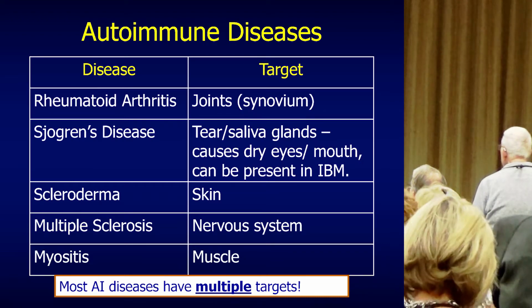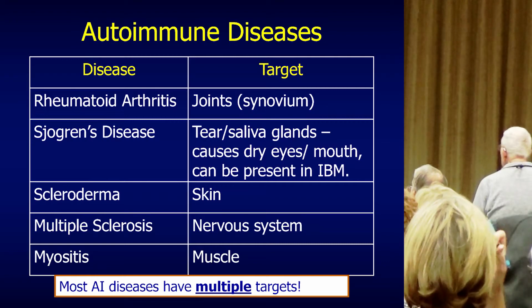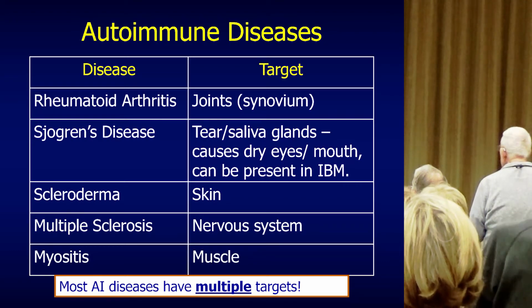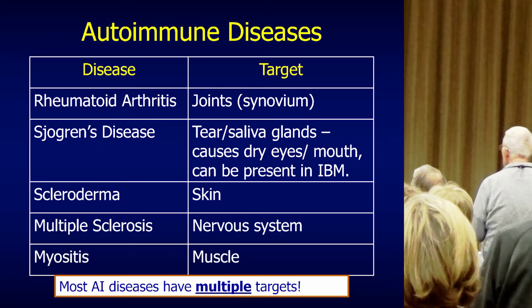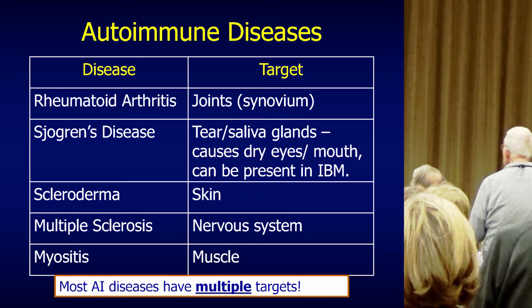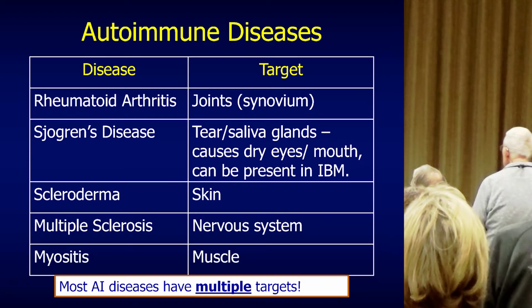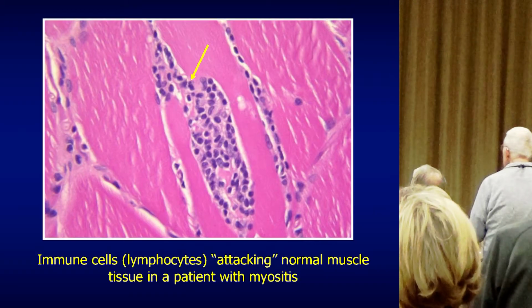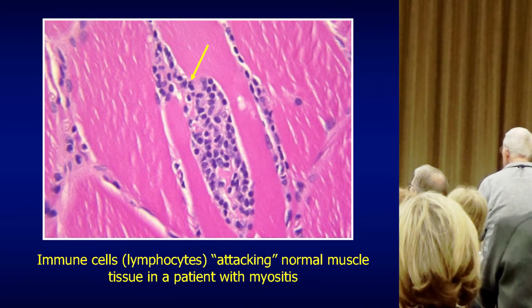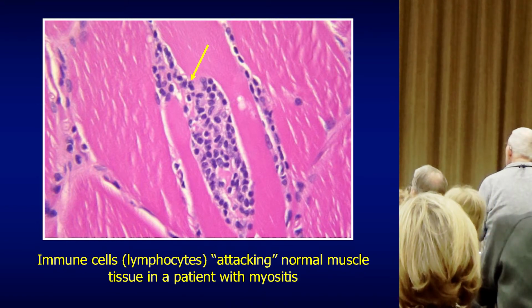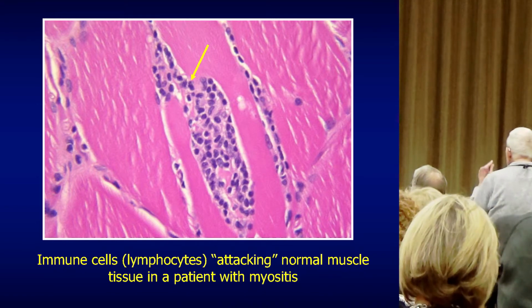And other autoimmune diseases, though, are typically not seen in IBM. For example, scleroderma often affects the skin, similar to dermatomyositis. Multiple sclerosis is an autoimmune disease that affects the nervous system. And myositis broadly is an autoimmune disease affecting the muscle. Okay, so it's really the inflammation in the muscle that gives it its name.